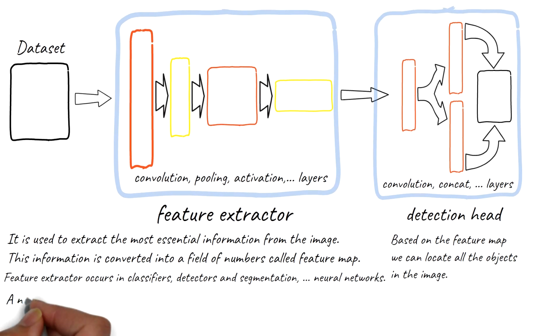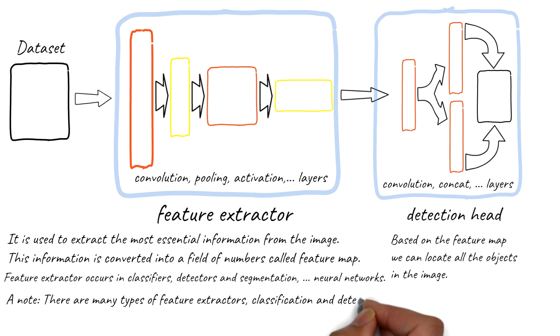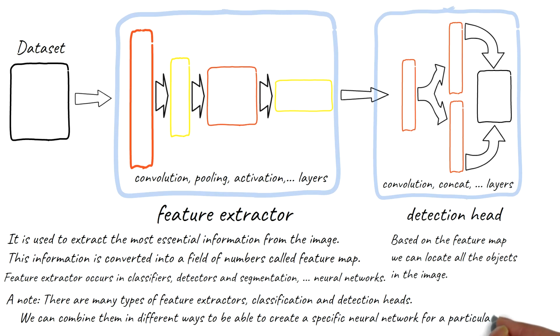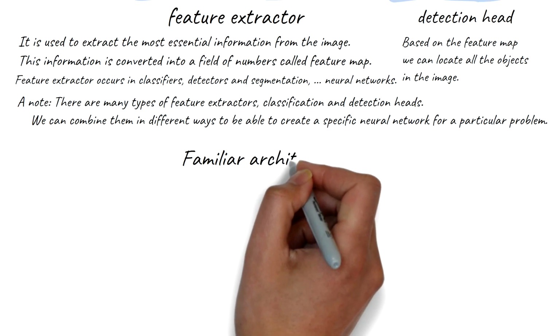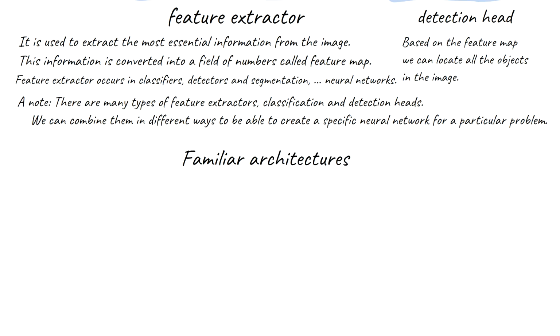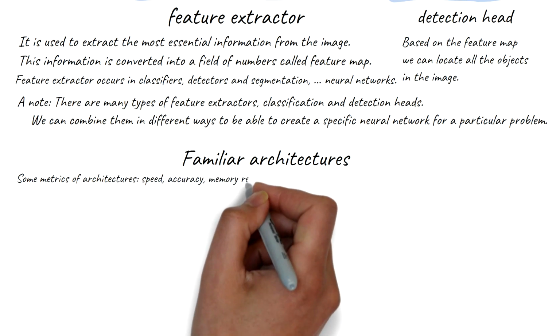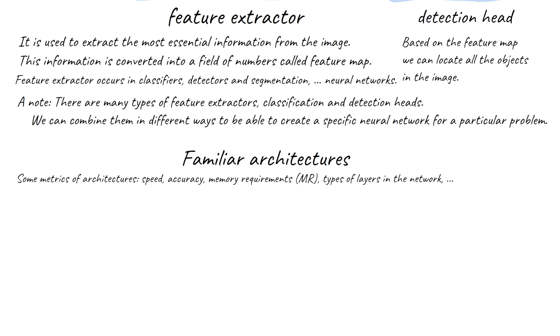Finally, a note on this section. There are many types of feature extractors, classification and detection heads. We can combine them in different ways to be able to create a specific neural network for a particular problem. In practice, we do not have to create our own network architecture from scratch. We have the opportunity to use familiar networks that focus on specific network metrics. Those can be speed, accuracy, memory requirements, type of layers contained in the network, and so on.